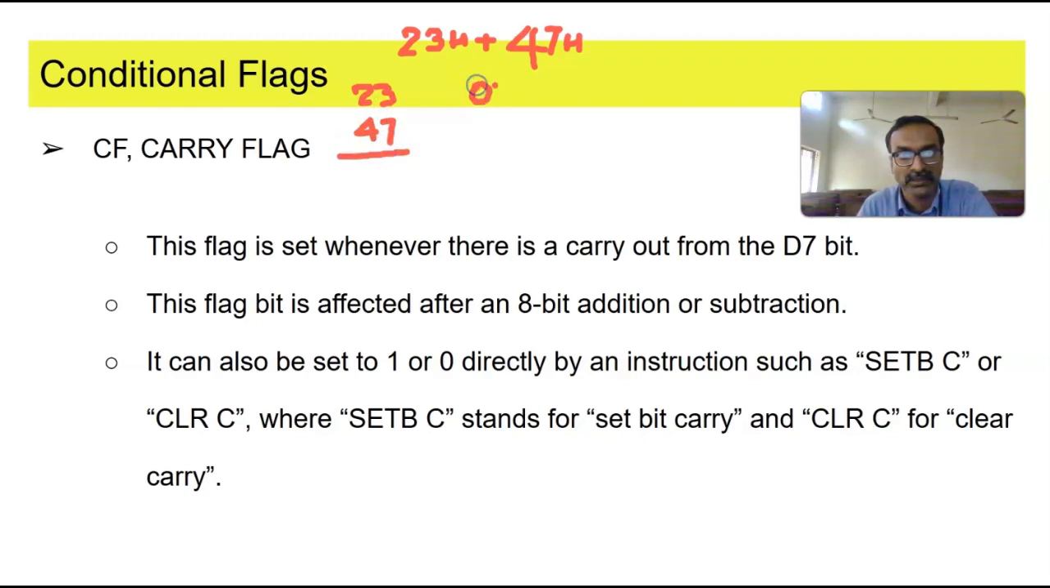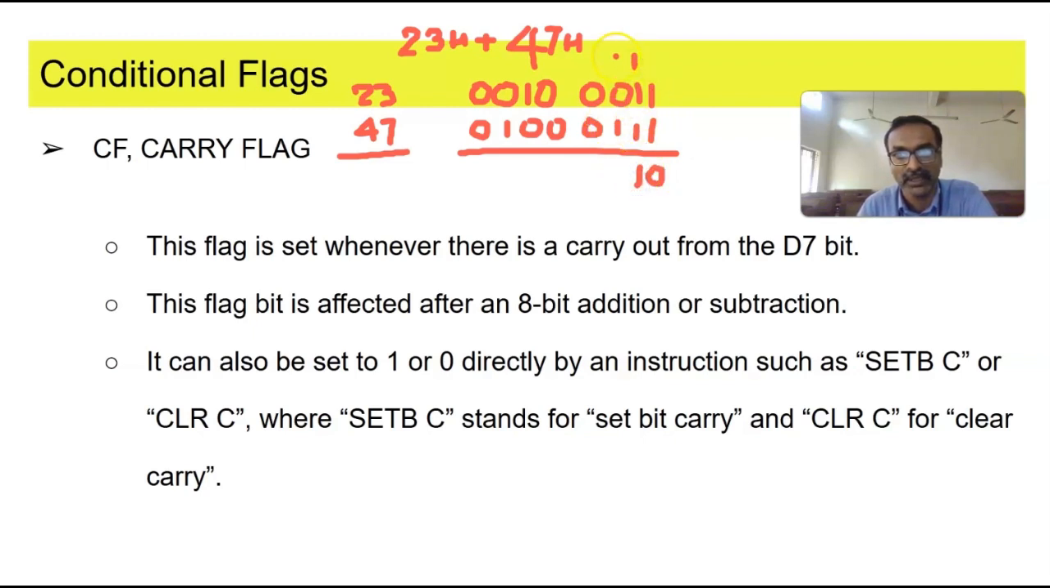Actually 2 means 0, 0, 1, 0. 3 means 0, 0, 1, 1. 4 means 0, 1, 0, 0. And 7 means 0, 1, 1, 1. We are going to add it. 1 plus 1 is 0, carry 1. 1 plus 1 plus 1 is 1, carry 1. 1 plus 1 is 0, carry 1. 1 plus 0 plus 0 is 1, carry 0. 0 plus 0 is 0. 1 plus 0 is 1. 0 plus 1 is 1. 0 plus 0 is 0. And there is no carry.